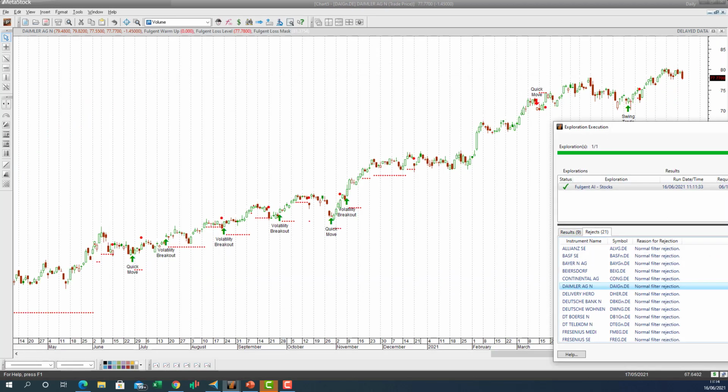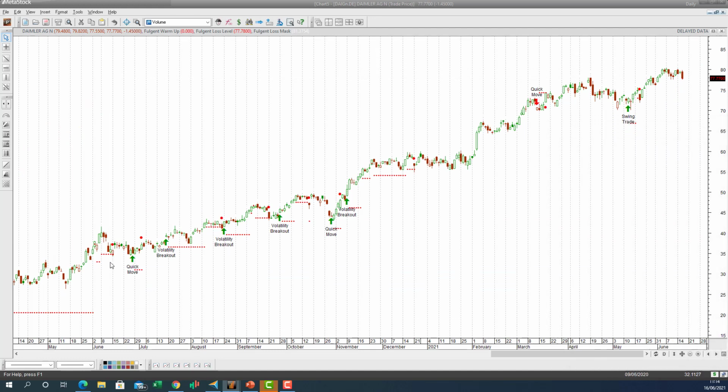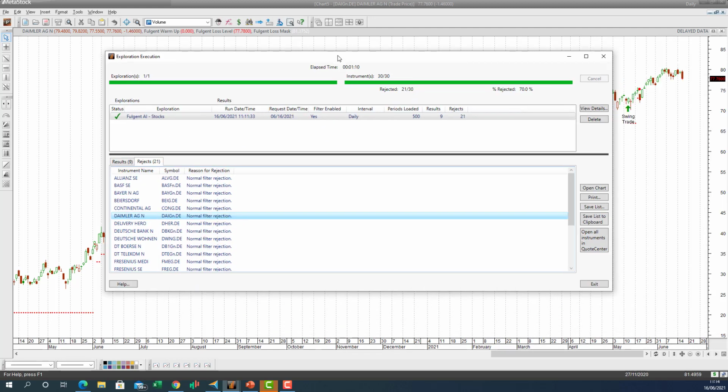Let me just move this out the way. Yeah, you can see quite a lot of fantastic trades, and then the last swing trade got out quickly. If you had a little bit of a wider stop, you would have probably been in that trade still, but nevertheless there was a nice swing trade coming out of Daimler on that trade.